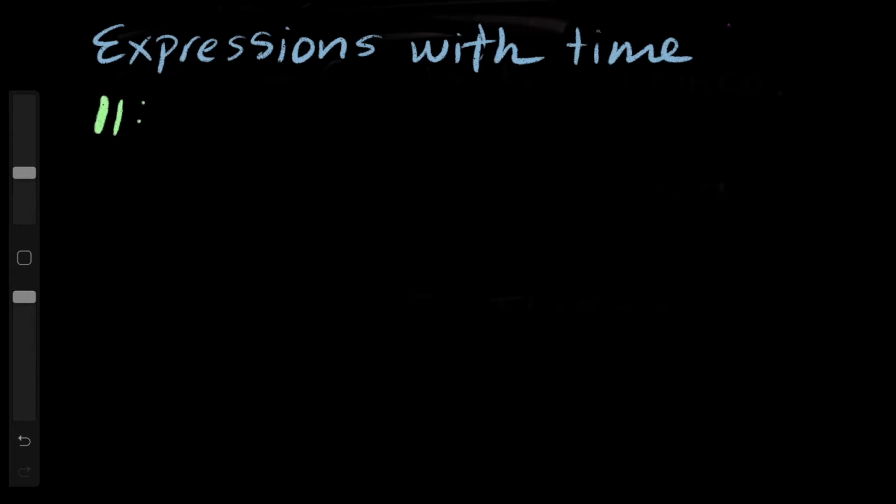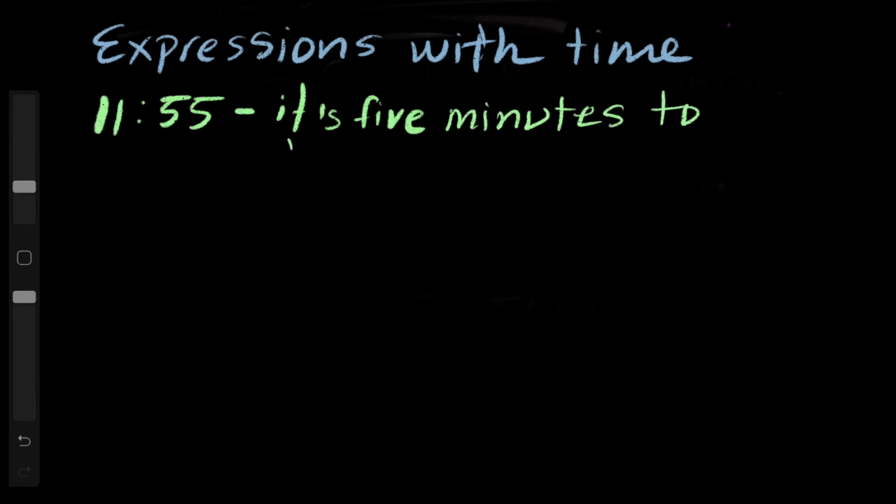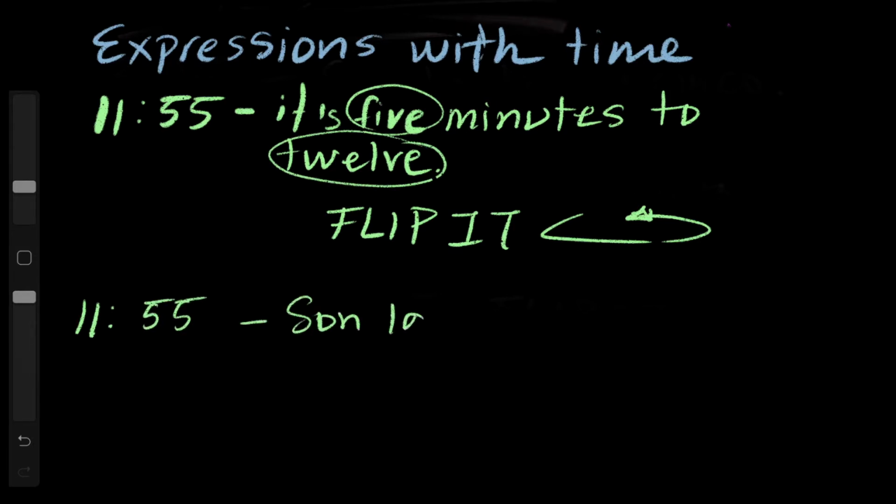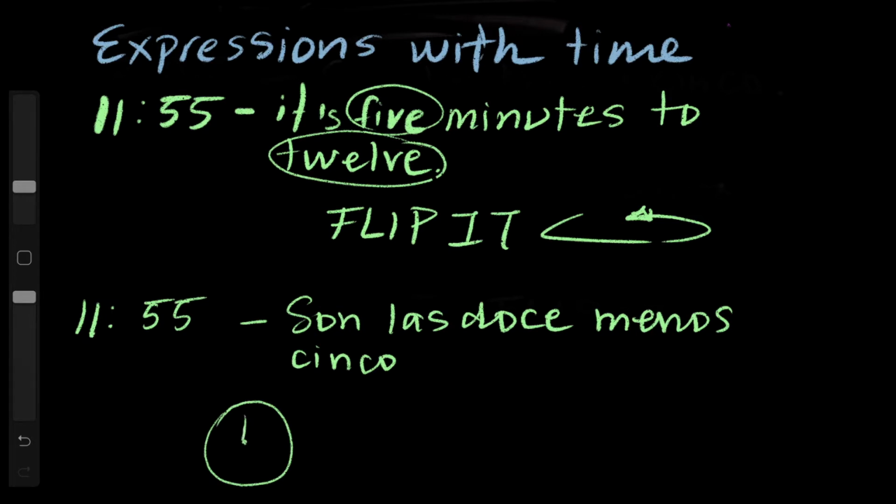Now, how will we say this time in English? We can say it's 11:55, or we can say it's 5 minutes to 12. In Spanish, when there are up to 20 minutes left until the next hour, we use a similar expression. But we're gonna flip the order of the numbers. So for 5 minutes to 12, we're gonna say son las 12 menos 5. It's like we're subtracting from the next hour the minutes that are left until then.